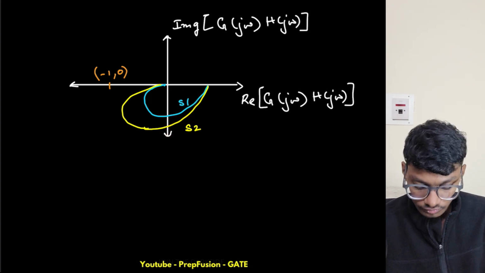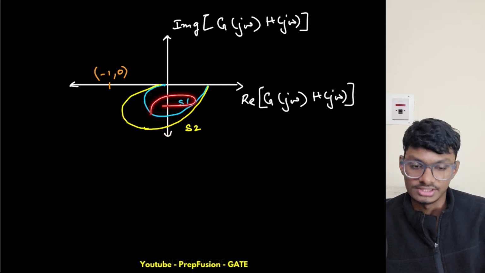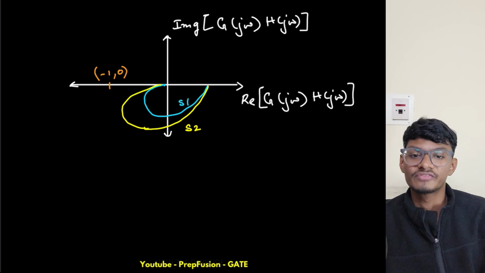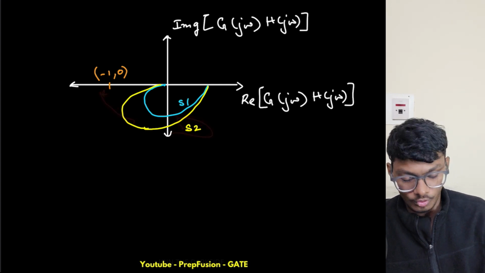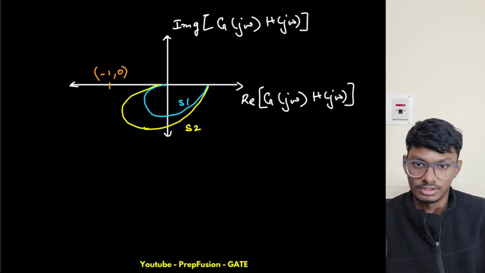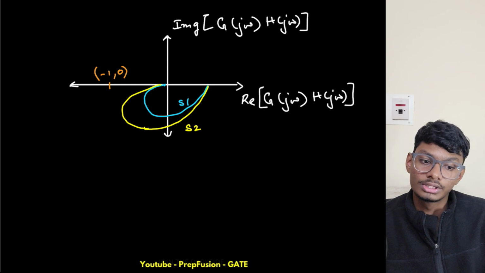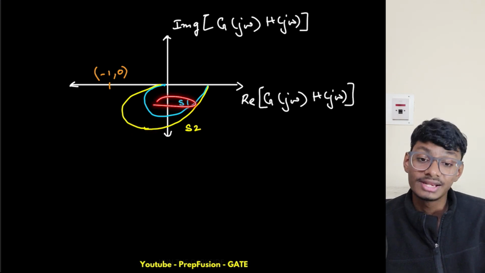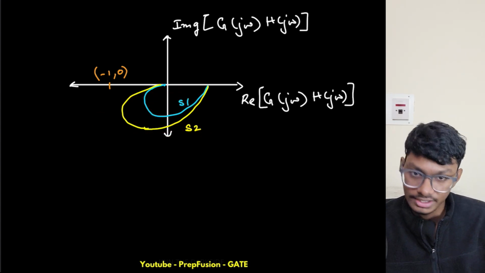Why? Because this S2 is closer to -1 than this S1. So if there is some variation, first this S2 will cut the -1 point before S1 does. That's why this S2 is less stable than S1. S1 is relatively more stable than S2, even though both of them are stable because both of them are not cutting the -1 point.